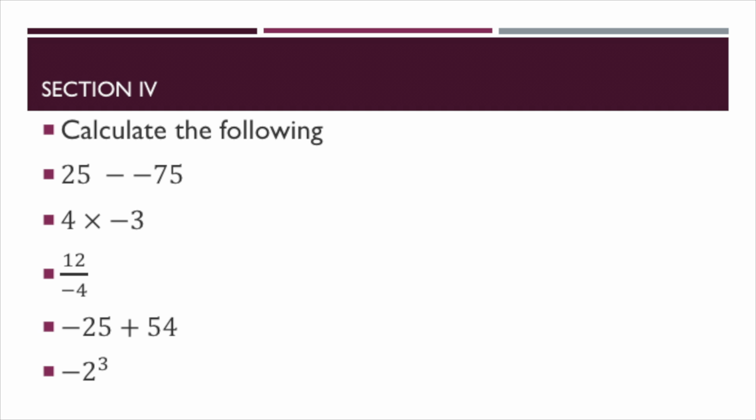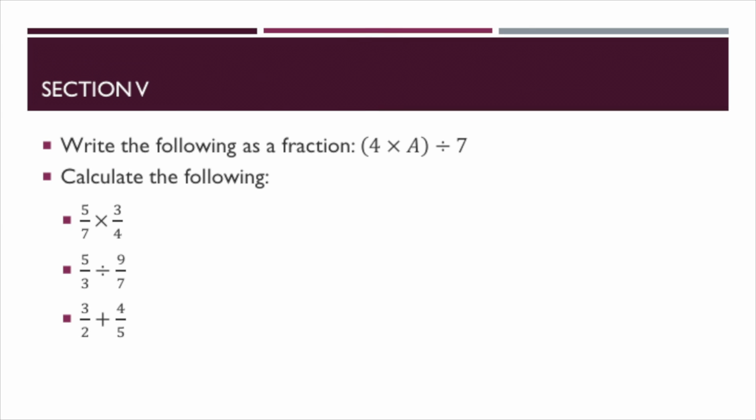Section 4. Calculate the following. 25 minus negative 75, 4 times negative 3, 12 divided by negative 4, negative 25 plus 54, and negative 2 to the power of 3. Section 5. Write the following as a fraction. Parentheses 4 times a parentheses divided by 7. Now calculate the following. 5 over 7 times 3 over 4, 5 over 3 divided by 9 over 7, and finally 3 over 2 plus 4 over 5.